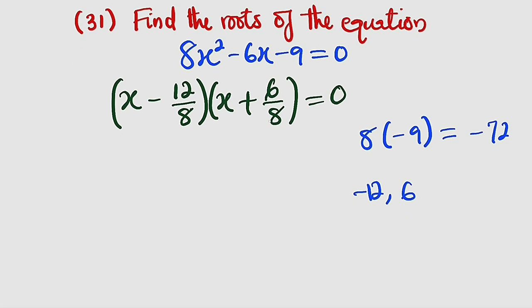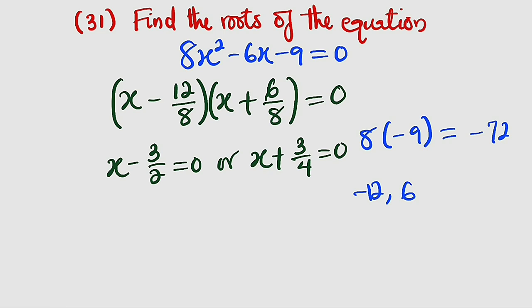All right, remember we are going to set each factor here to be equal to 0, but we can mentally reduce this to the lowest term because I know 4 can divide 12 exactly 3 times, and 4 can divide 8 exactly 2 times. So this is x minus 3 divided by 2 equals 0. Or the other one, we can reduce this to the lowest term because 2 can divide 6 3 times, and 2 can divide 8 exactly 4 times. So this is x plus 3 divided by 4, also equal to 0.